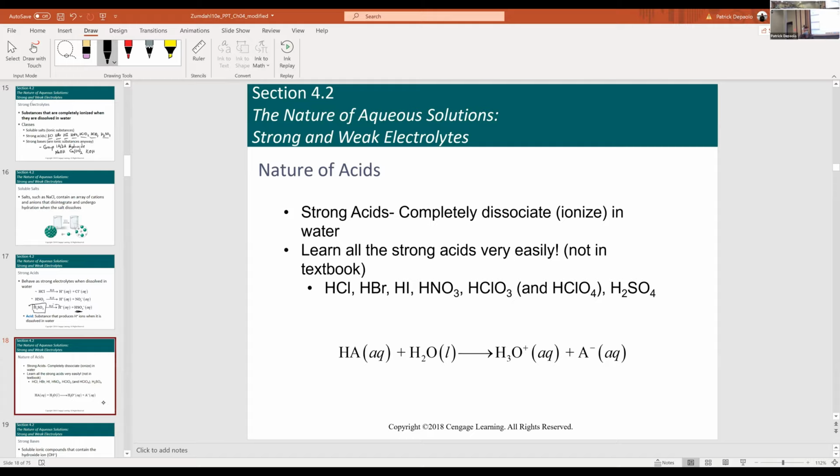So strong acids, we know. We're talking about acids a little bit more, but here they are again. HCl, HBr, HI, HNO3, HClO4, H2SO4. Those are the strong acids. And here's how to dissociate. So there's another way of writing the equation at least.